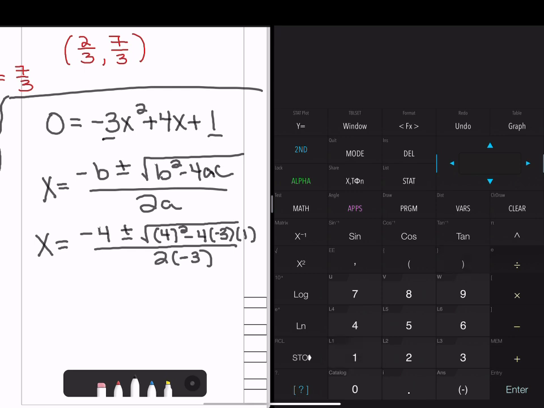Okay, I put everything that's underneath my radical, and I try to figure out what that is, and it's 28, right? So now I'm going to clean this up. I get 28. So negative 4 plus or minus the square root of 28. And then at the bottom, I can do 2 times negative 3 in my head. That's going to be negative 6.